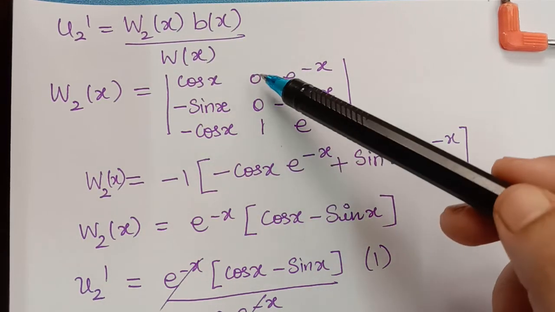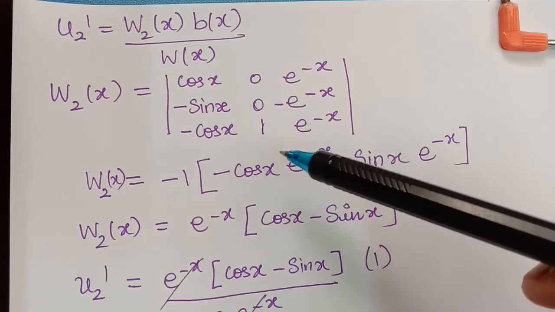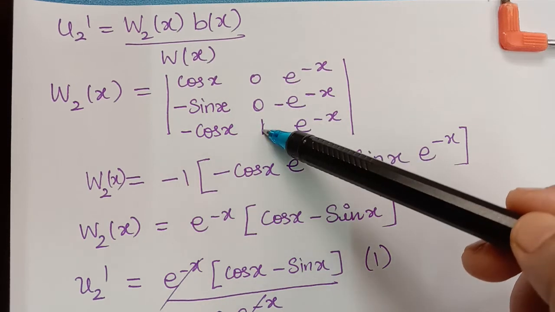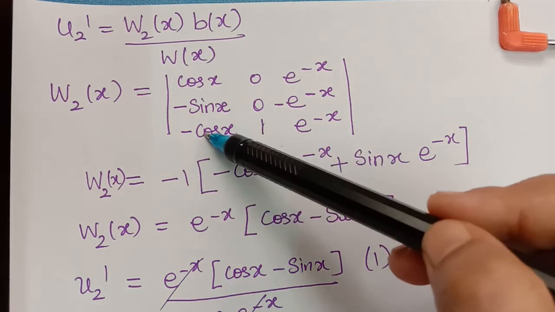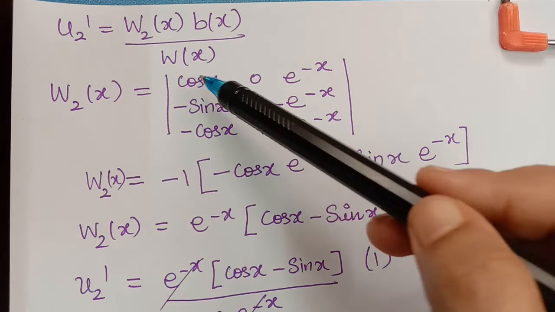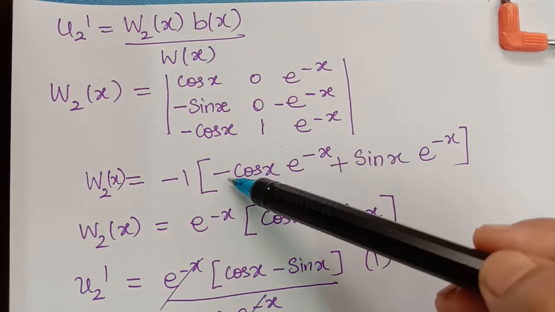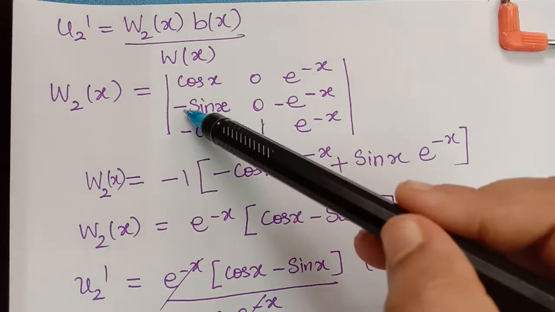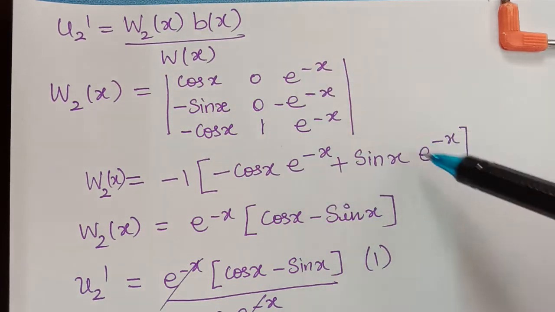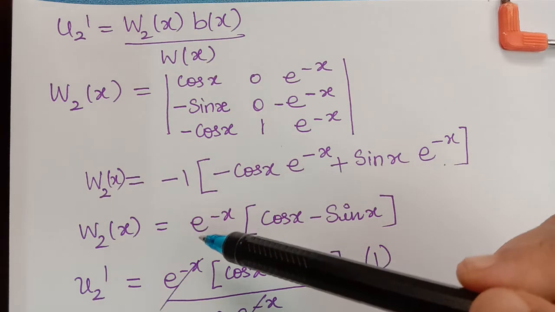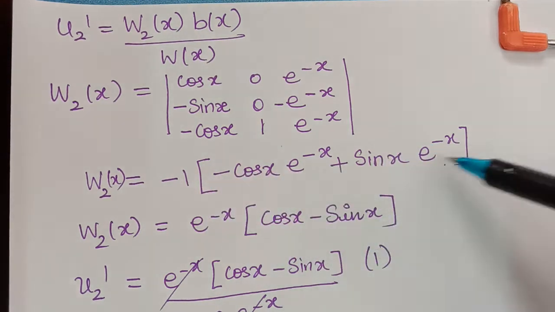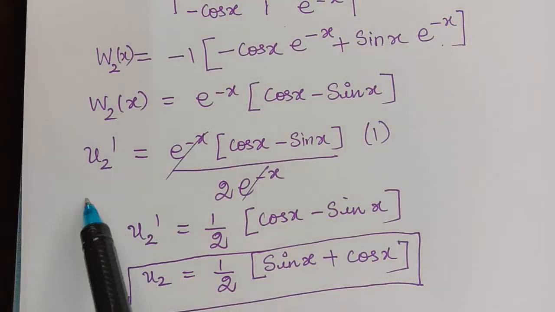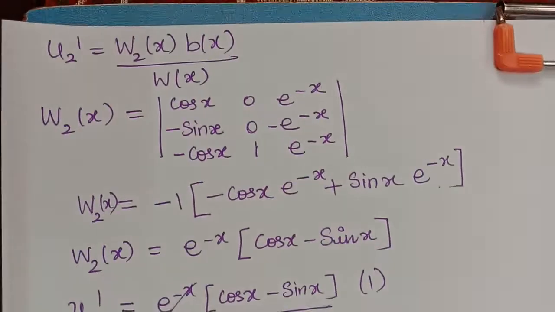minus plus, plus minus, and then I'm sorry, this is minus. So minus plus minus, so it is minus 1, blocking this row and this column, cos x into this. So we have this negative sign, cos x into e power negative x. Minus into minus becomes plus, sin x into e power negative x. So e power negative x is common, so multiplying this negative sign inside, it becomes cos x minus sin x. And then we have to substitute in u2 dash. So u2 dash is this.